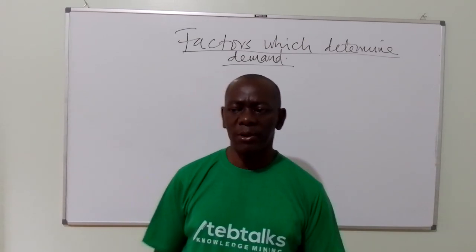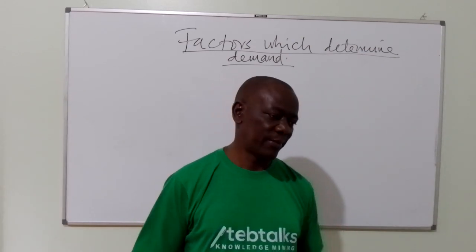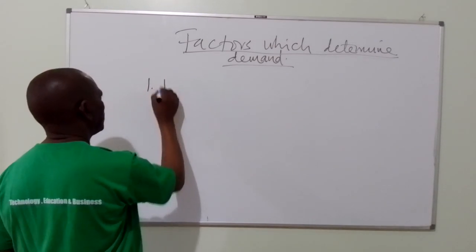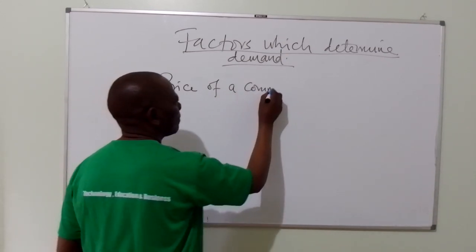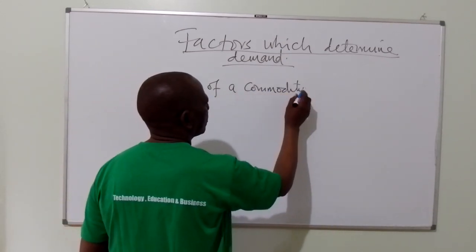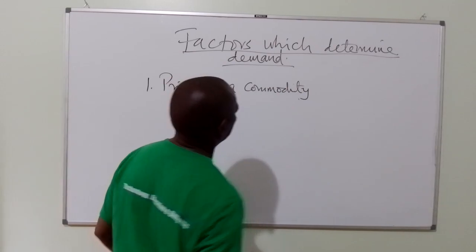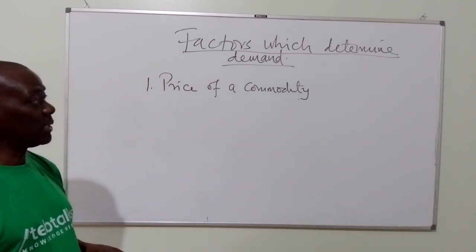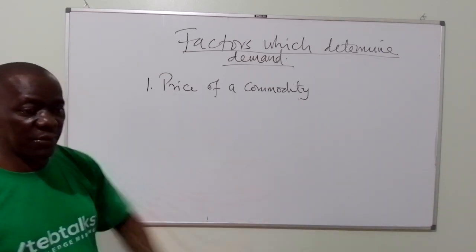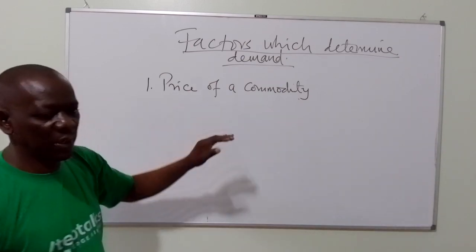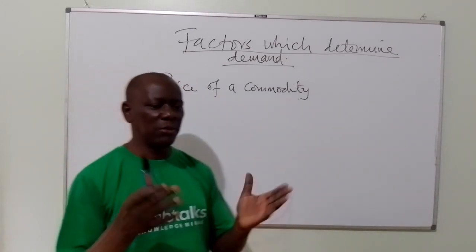Now, when we are talking about these factors that determine demand, we begin with the one which is in the law, and that is the price. So number one is the price of a commodity. Remember, we said that a commodity is goods and services. So if it's the price of a service, it's a commodity. Price of a good is a commodity. But here when you say price of a commodity, we have combined goods and services.